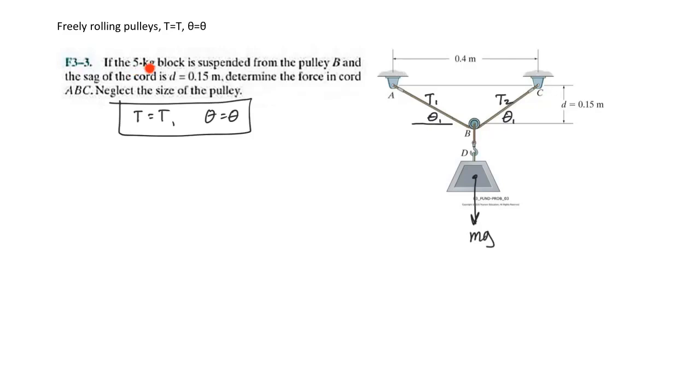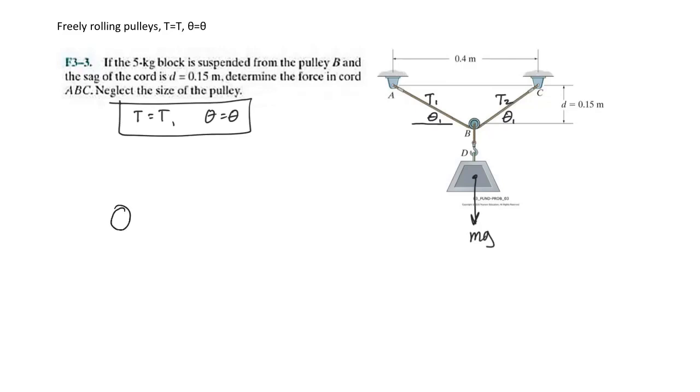It says there's a 5 kilogram block suspended by a pulley. Determine the force in the cord ABC. So it's telling you that there's no change in the tension as you go from A to B to C. All right, let's draw a free body diagram of the pulley and see what we can find.